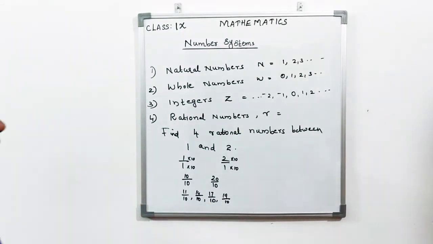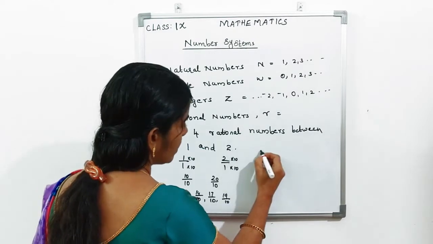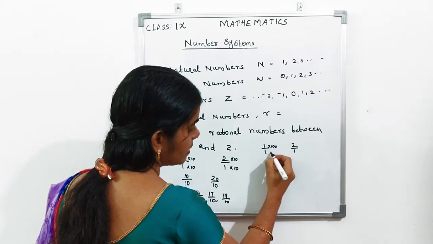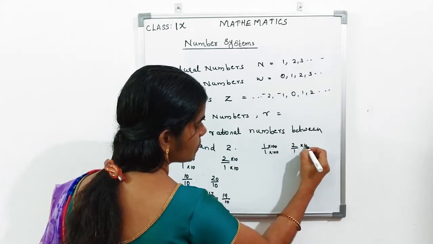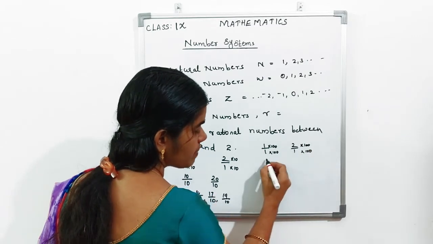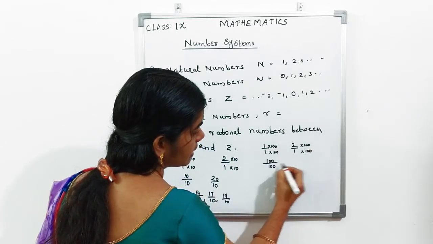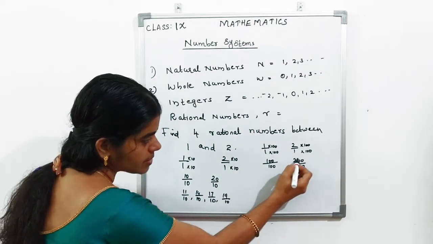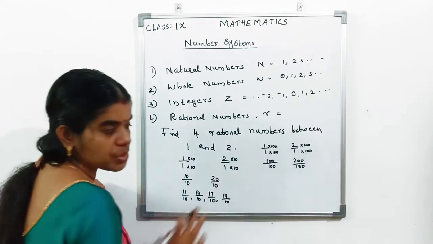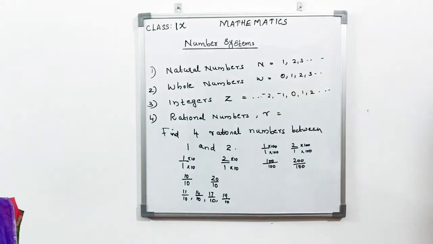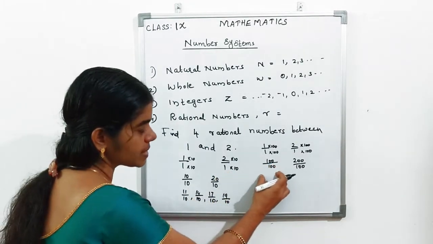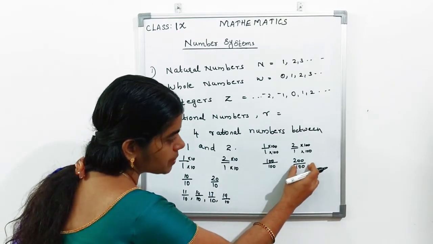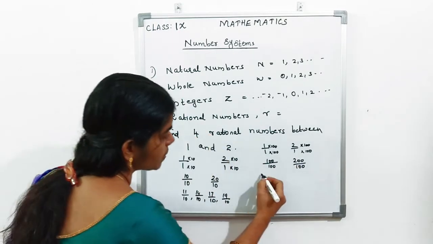This is one method. Again, we have already written 1 by 1 and 2 by 1. Suppose we multiply both the numerator and denominator by 100. You will get 100 by 100 and 200 by 100. Just look, if you cancel these zeros, you will get the same numbers, 1 and 2. Then if you multiply both the numerator and denominator by 1000, you will get 1000 by 1000 and 2000 by 1000, like that. Now you have 100 by 100 and 200 by 100. In between these, you can write any 4 numbers.